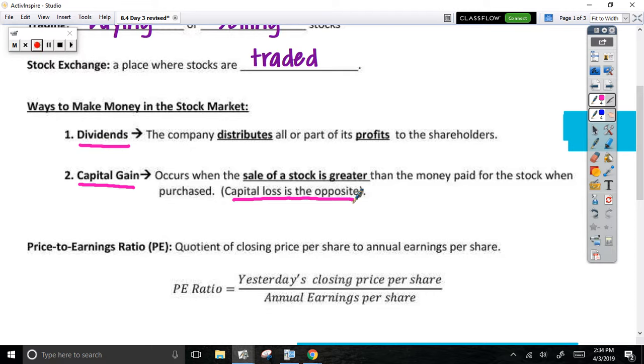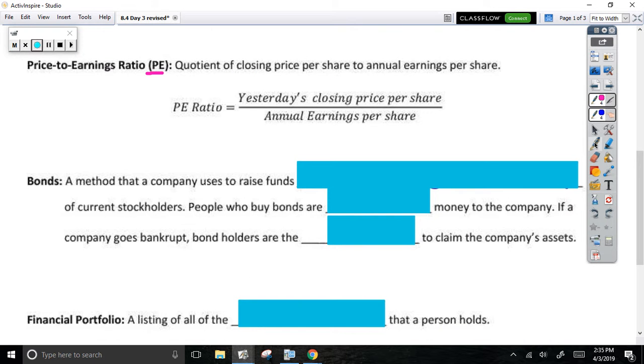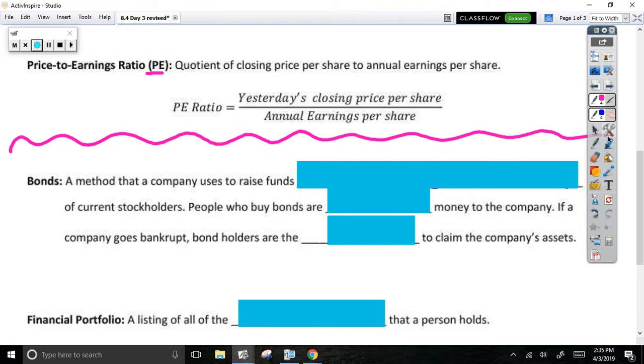The price to earnings ratio, which is called the PE ratio, is a quotient, which means division, of the closing price per share to the annual earnings per share. We're going to see this in our chart on the back. Now, take your notes and draw a nice little line or squiggle. We just talked a lot about stocks.